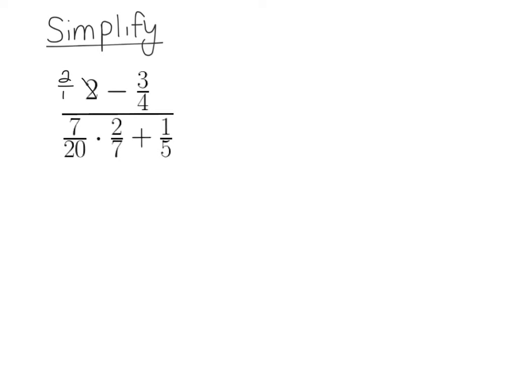What we now require in our numerator in order to perform that subtraction is a common denominator. And that common denominator is going to be 4. 3 over 4 already has the denominator of 4, so all we have to do is change 2 over 1. And we can do that by multiplying both the numerator and the denominator by 4. 1 by 4 gives us 4, and 2 by 4 gives us 8.